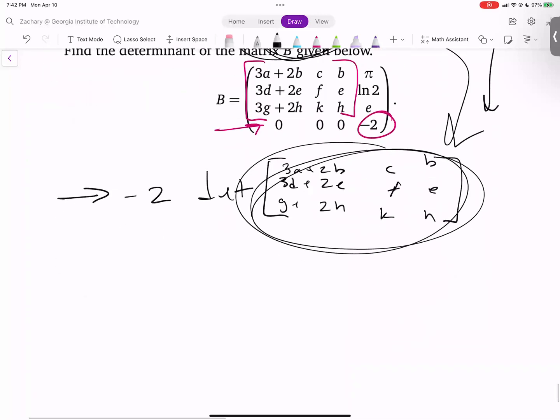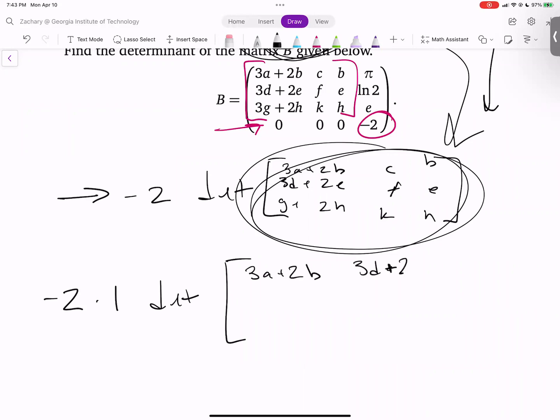All right, so what I'm doing here is I'm going to do these matrix steps and I'm going to multiply by what I change each time, okay? So now it's going to be -2 times the determinant. Sorry. What do we multiply the determinant by when we take the transpose? 1, nothing, right? Determinant of 3a plus 2b, 3d plus 2e, g plus 2h, c, f, k, b, e, h.